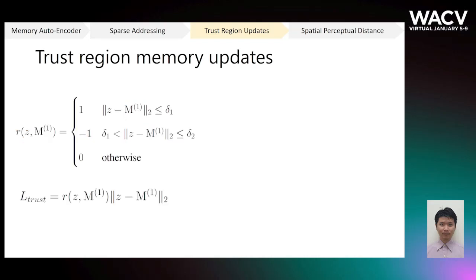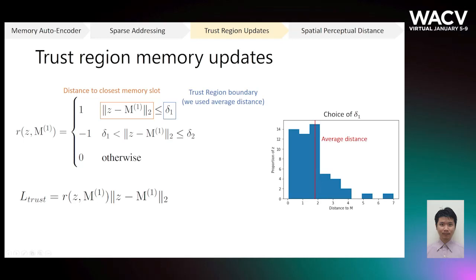We implement the trust region using this loss function, where this term is the distance to the closest memory slot. Delta 1 defines the trust region boundary. We consider everything below the average distance as normal and everything above as potentially defective. Delta 2 is a threshold to prevent the model from pushing the distance to infinity.